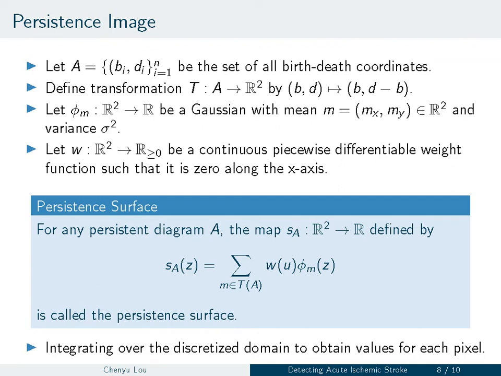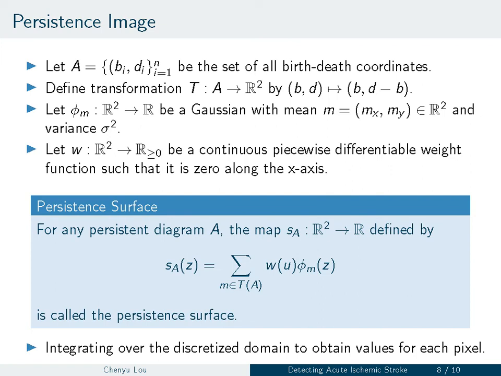Consider all coordinates on a persistence diagram. Rotate the diagram so that the points are not concentrated in the upper triangular area. Define a Gaussian function and a weight function. The persistence surface is just the weighted sum over the domain. Since the diagram is clearly a square, the persistence surface can be discretized by smaller boxes, or pixels, integrating over the discretized domain to obtain the persistence image.